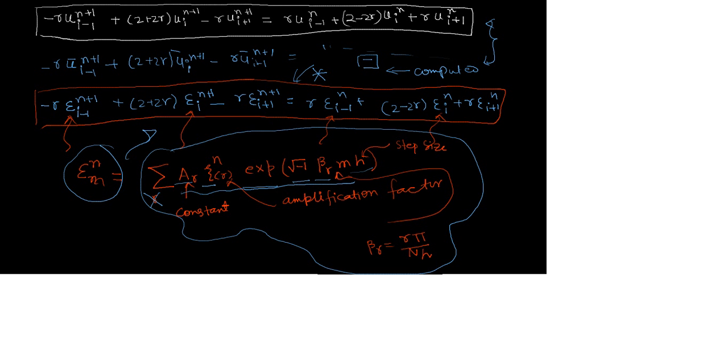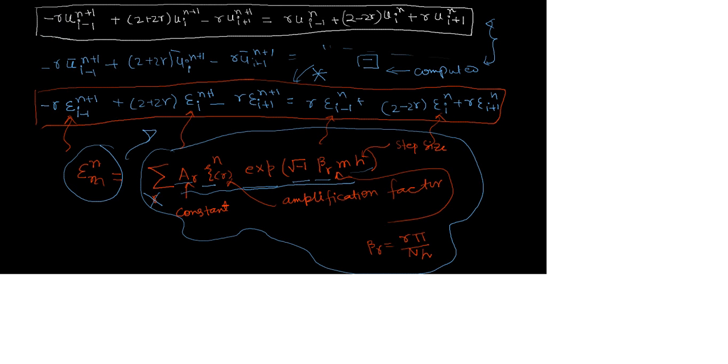So let's consider that the error at mn is equal to ζ^n times exponential of minus 1 β m h. So the error at mn is equal to ζ^n exponential minus 1 β m h.